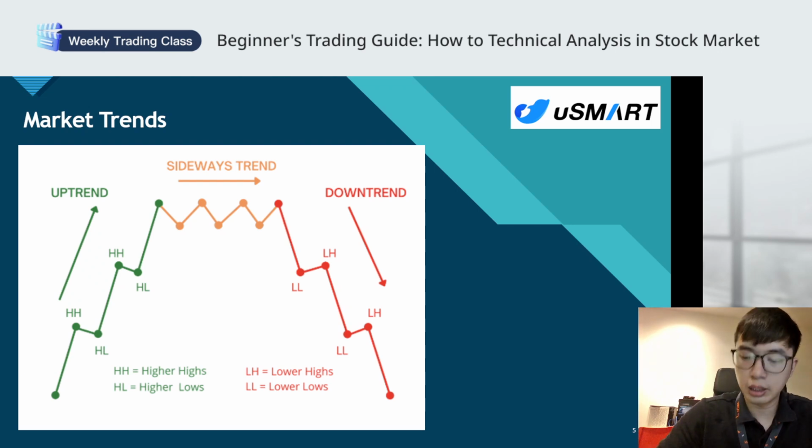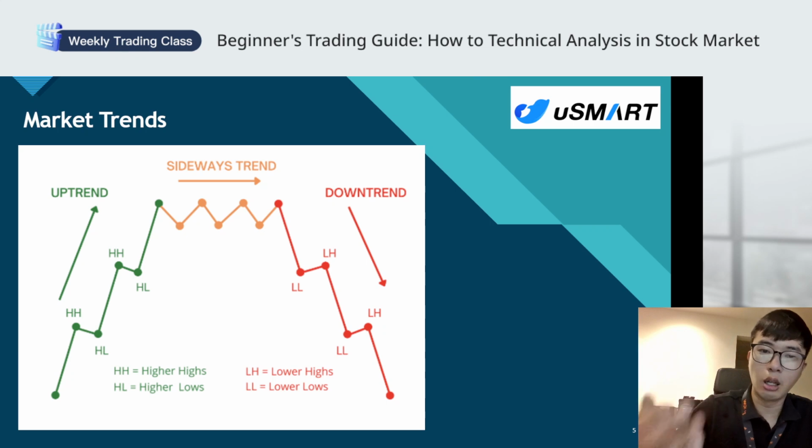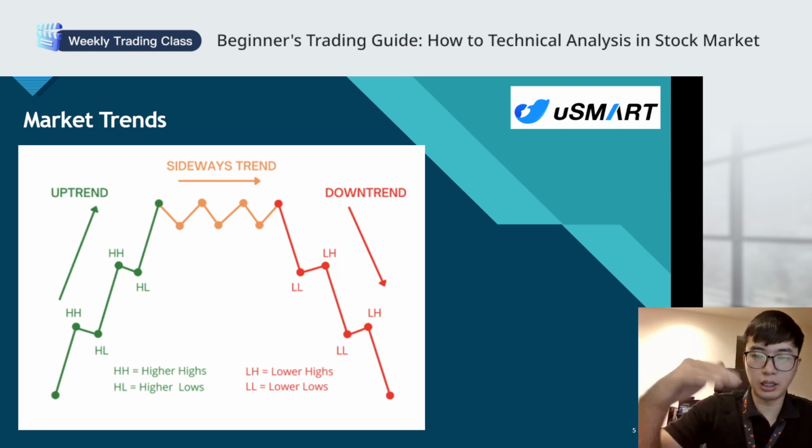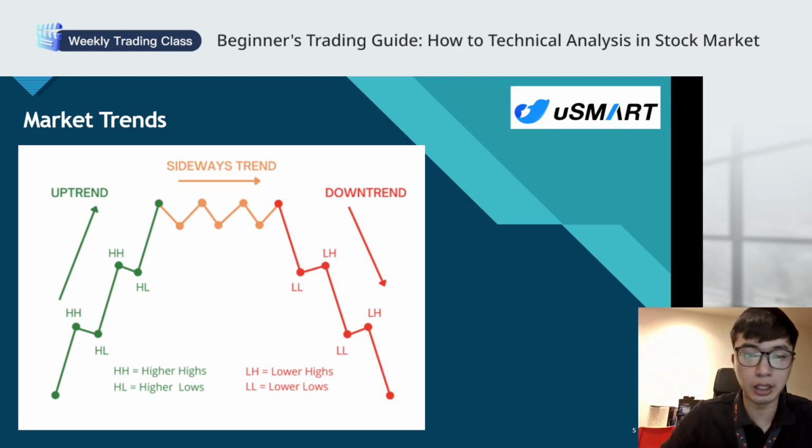All right, the characteristic of the uptrend is that the high will become higher and the low will become higher, while the downtrend is the opposite: the low becomes lower and the high becomes a lower high. For sideways, it just keeps fluctuating up and down in a certain range. So if you want to long a market, you try to find an uptrend stock. If you want to short the market, we try to find a downtrend stock. It's just that easy.